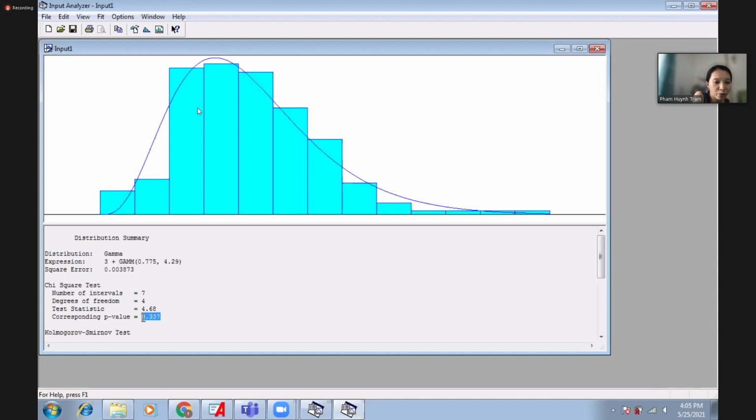Cái p value của cái test nè, nó có lớn hơn cái alpha mình chọn hay không. Ví dụ alpha mình chọn là 0.05, nó lớn hơn thì nó là đủ tốt. Rồi, cái thứ hai, giả sử như là có nhiều cái distribution mà mình không có quen thuộc, thì em có thể đọc lại trong sách chương 9 để xem.